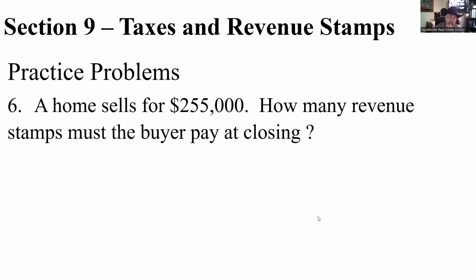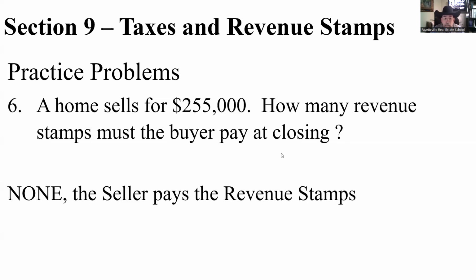Tricky, tricky, tricky question. I did this one last week in class, and the first three people I asked got it wrong because they didn't read the question carefully. A home sells for 255,000. How many revenue stamps must the buyer pay at closing? The answer is 0, because the buyer does not pay revenue stamps or excise tax. The seller pays it. And how many revenue stamps must the buyer pay at closing? The answer is 0. None. The seller pays revenue stamps.